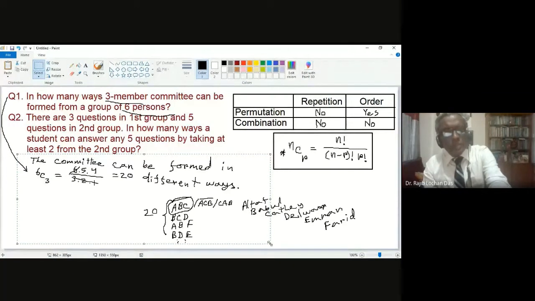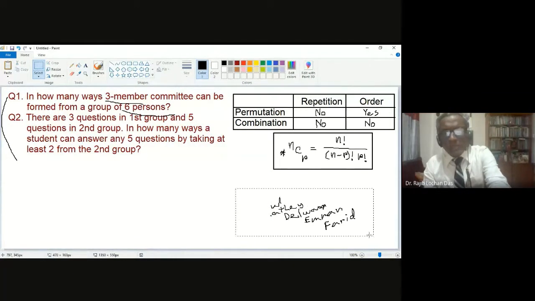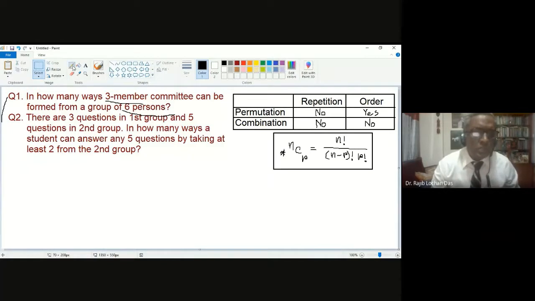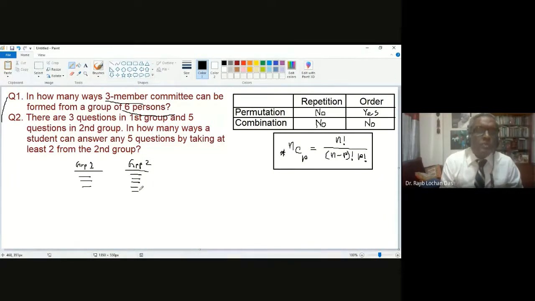So if it is clear, now let us go to the second question. The second question is about two groups. So you can just imagine that there are two groups. Group one has 1, 2, 3 questions, and group two has 5 questions, 1, 2, 3, 4, 5. So someone will answer, and the person will answer 5 questions altogether.